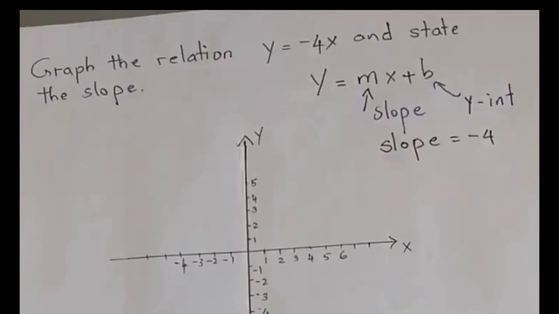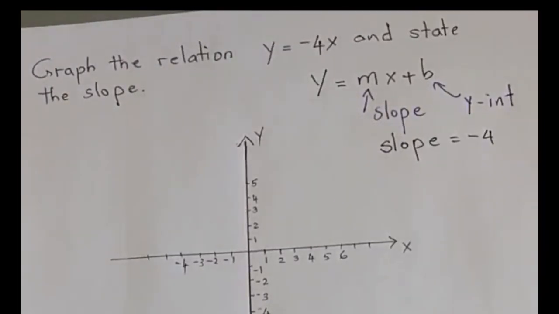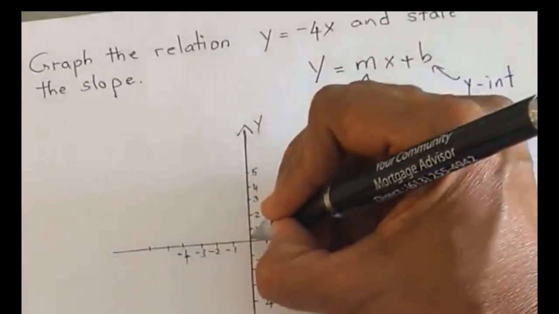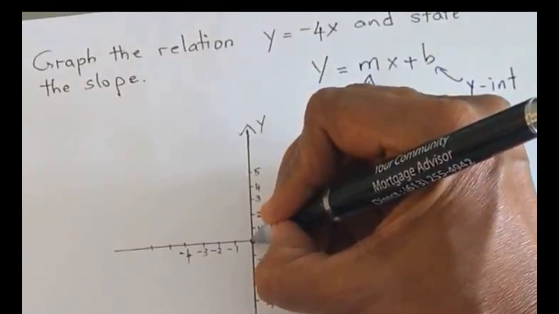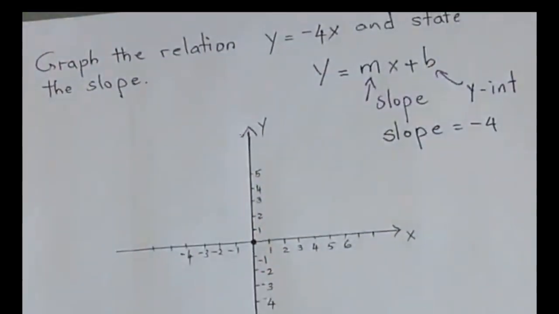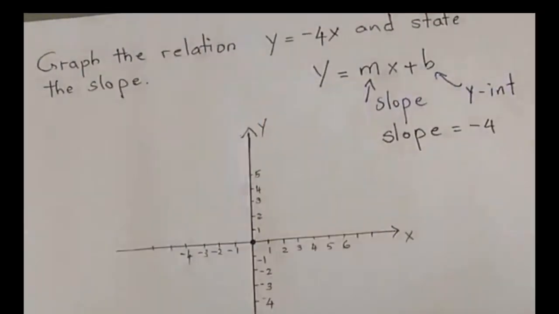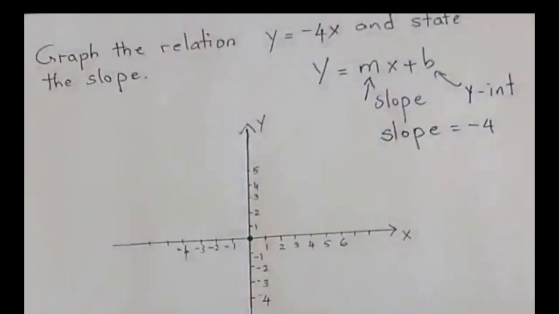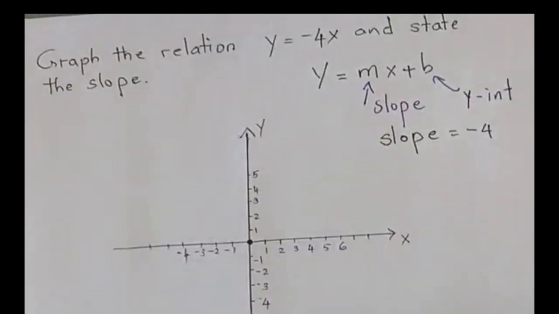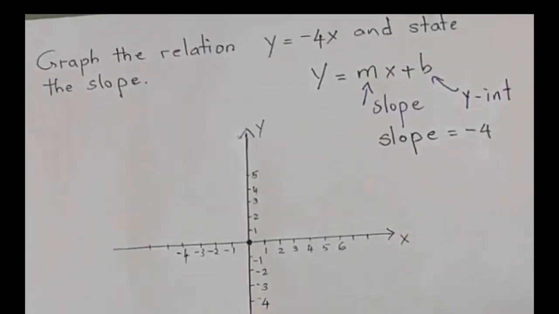If we want to use these two to graph the relation, we have to start with the y-intercept. The y-intercept is 0, so it's going to be here. That's one of the points, and we need one more point to draw the line. The minimum number of points that we need to draw a line is 2. So we have 1 already. The second point I'm going to get using the slope.